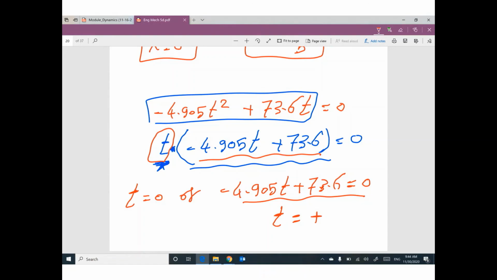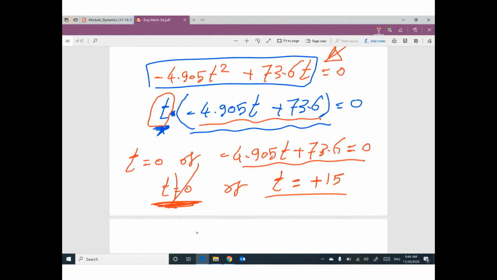73.6 divided by 4.905. It will be positive 15. So we have two options, t equals 0 or t equals 15, as a solution for this equation. We reject this solution. It doesn't make any sense because we should have time for anything to move. So I will reject this solution and accept this solution. So the time required will be 15 seconds.